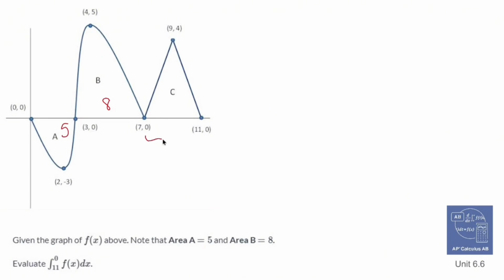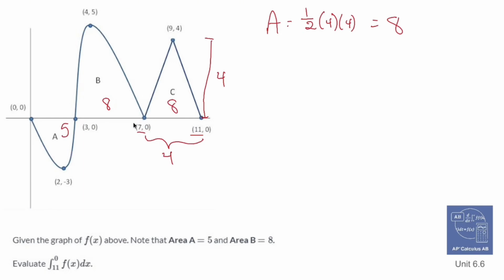Oh, but you know what I can do? I noticed that from 7 to 11 gives me this base of 4. I notice that from 0 to 4 gives me a height of 4. This is a perfect triangle. So the area of this guy right here is going to be half of base times height, or half of 4 times 4. Half of 4 times 4 is going to be 8. So you're 8. All right.